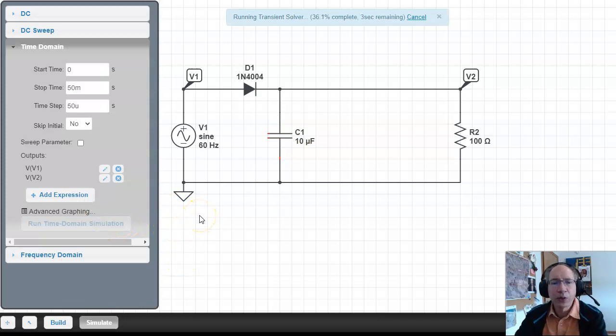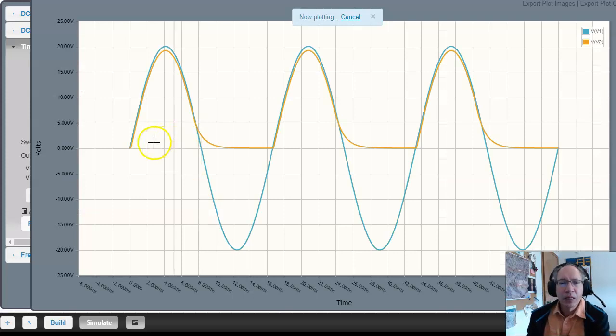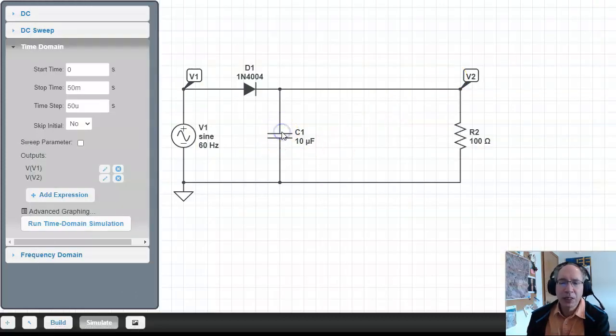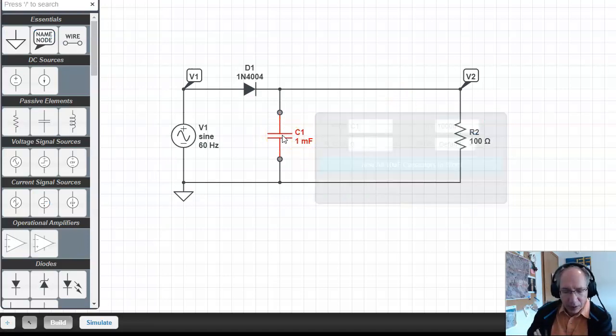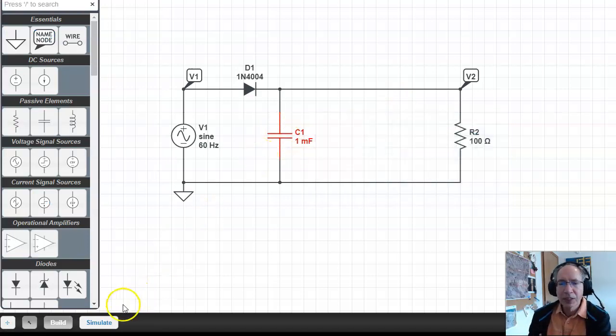Going for 3 cycles. The capacitor charges up and then it discharges. Charges up and then discharges. This is what happens if the capacitor is too small. I don't have enough energy. Typically, you've got to have a really big capacitor, like 1,000 microfarads.